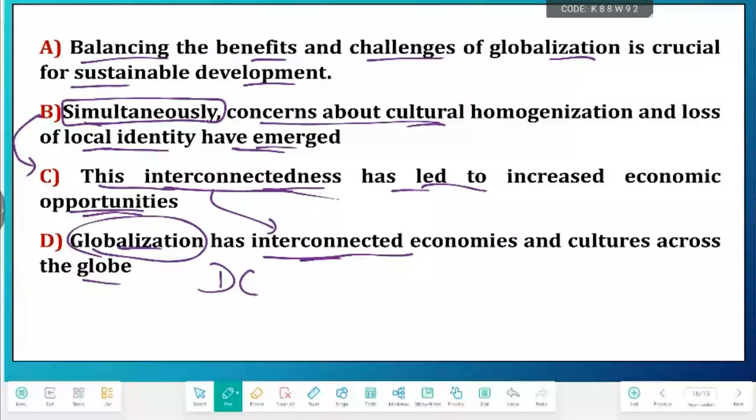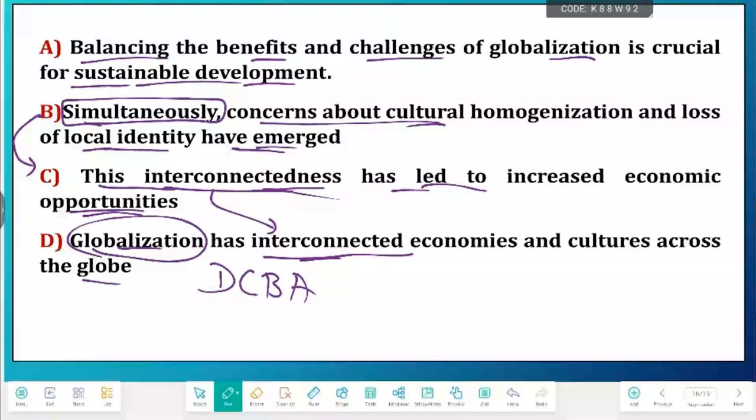So your second, third statement will be B and last statement will be A. A wala statement hame thoda sa conclusion type de raha ki balancing the benefits and challenges of globalization is crucial for sustainable development. So your correct sequence will be B, C, B, A. I hope you have understood it, or I'll repeat it again.